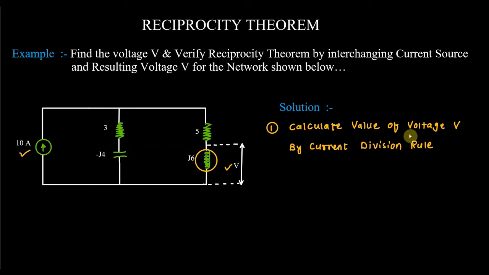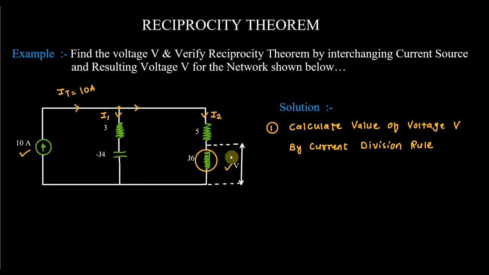Now what this current division rule says: you can see that the total current here is 10 ampere. At this point the current is divided into two parts. I will name this current I1, and this current, coming towards this side, I2. So this 10 ampere current is divided into two parts. One goes through the 3 minus J4 impedance, which is I1, and the other goes through 5 plus J6, that current is called I2.